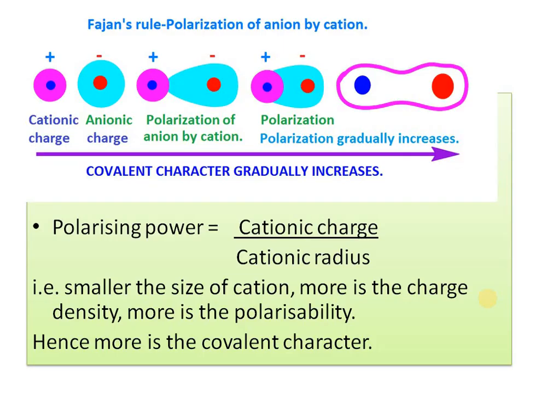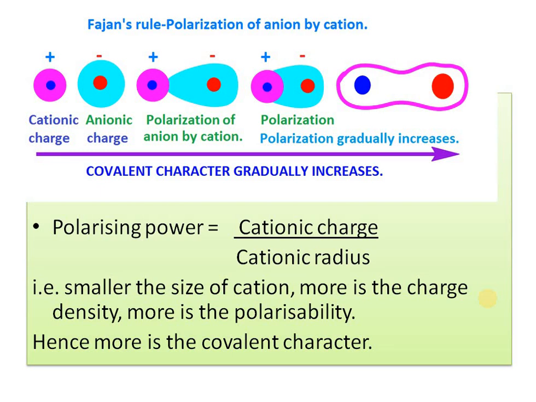So you will understand this more with this diagram. Cation and anion: you know that the cation is smaller in size as compared to the anion, and the cation has a positive charge and the anion has a negative charge, and then there is distortion of the electron cloud when the cation and anion approach each other.